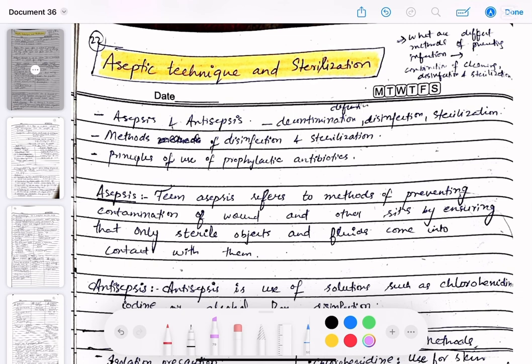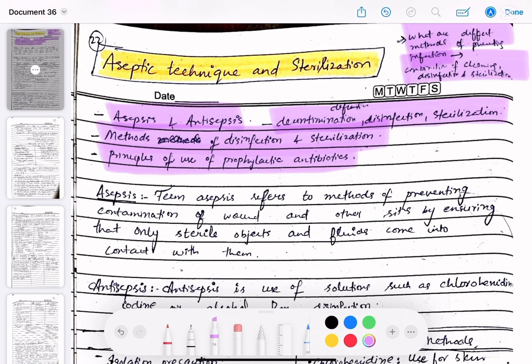Sterilization. So what are the different methods of preventing infection and the combination of cleaning, disinfection and sterilization? Asepsis and antisepsis. What is decontamination, disinfection, sterilization, and the definition of these, and the methods of disinfection and sterilization, and the principles of use of prophylactic antibiotics, and what is asepsis and what is antisepsis? These are the important terms that we should know.